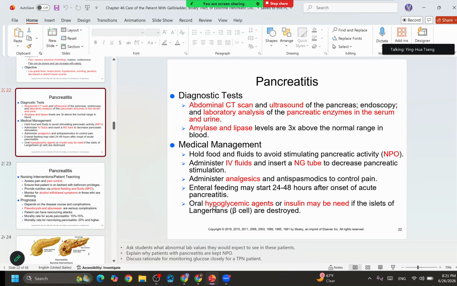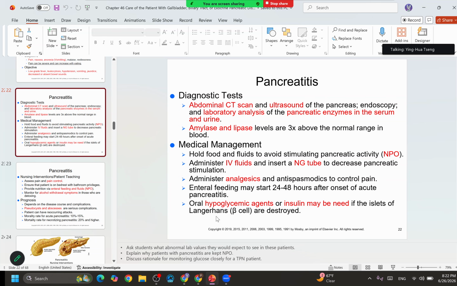But here, an oral hypoglycemic agent or insulin may be needed. Why? Because the pancreas got destroyed. Their beta cells, remember, the beta cell is the one that releases your insulin, right? The beta cells got killed by the enzyme.